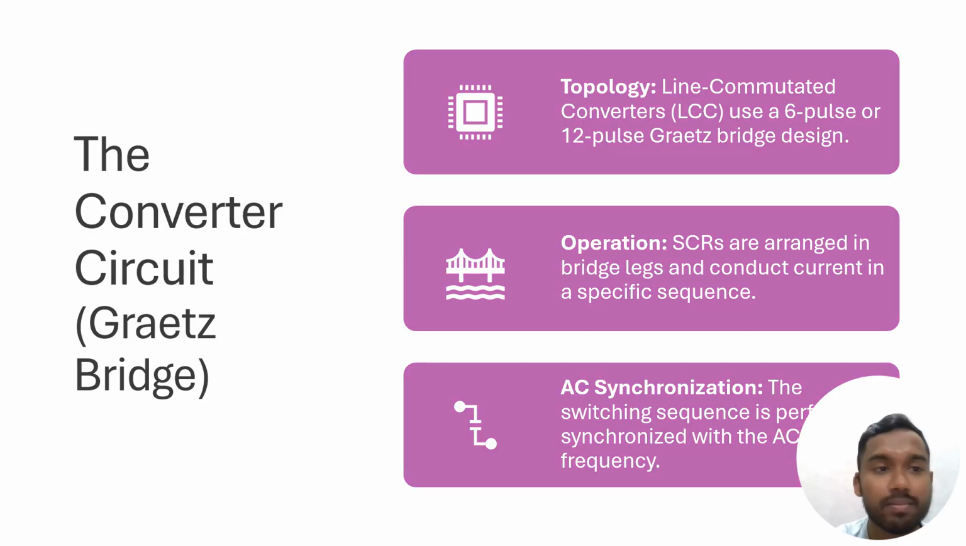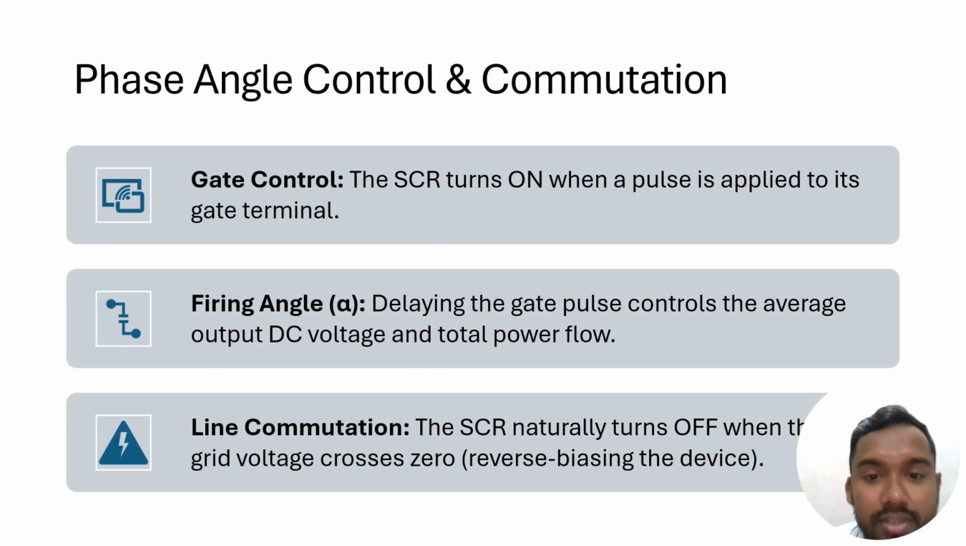This will be the phase angle control and commutation. Moving to the next slide, we dive into how we actually manage this massive power flow through phase angle control and commutation. Unlike a standard diode, which conducts as soon as it is forward biased, an SCR waits for a command. It only turns on when we apply a specific electrical pulse to its gate terminal.